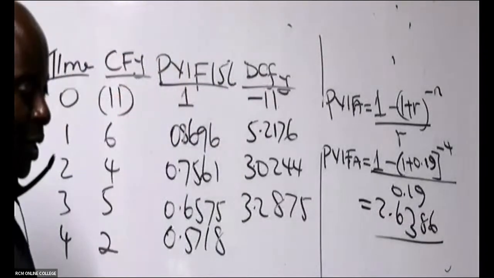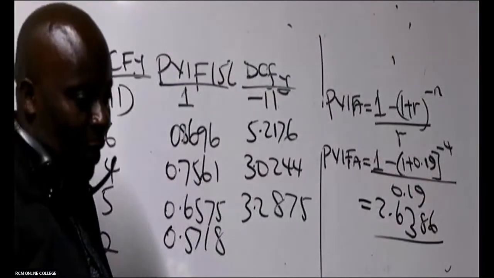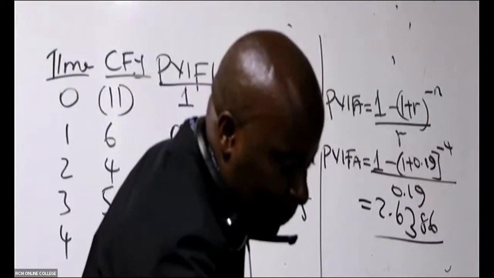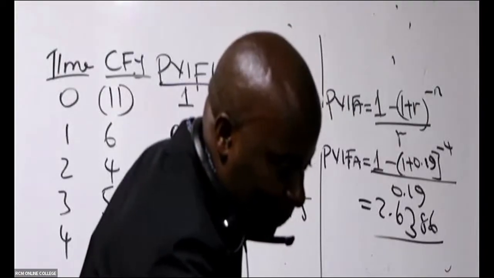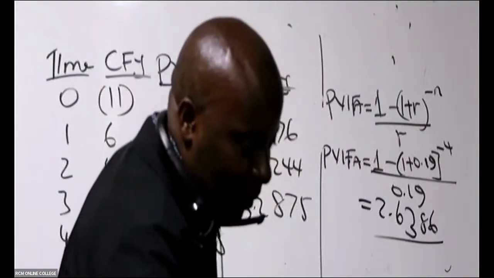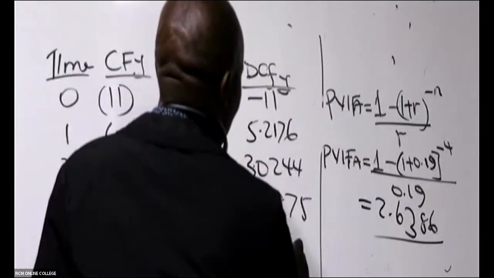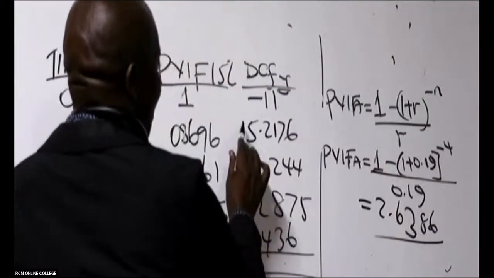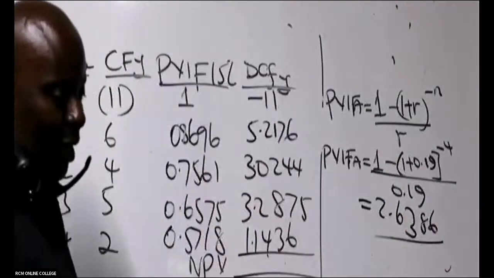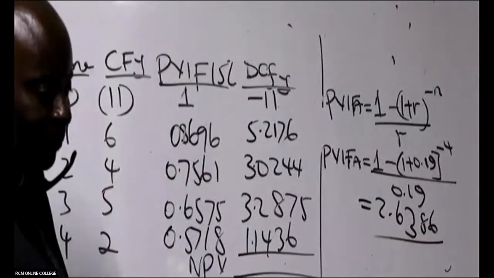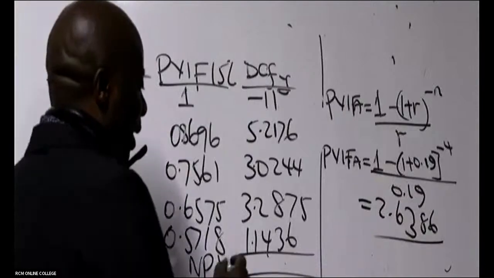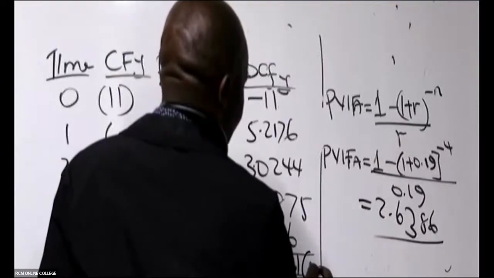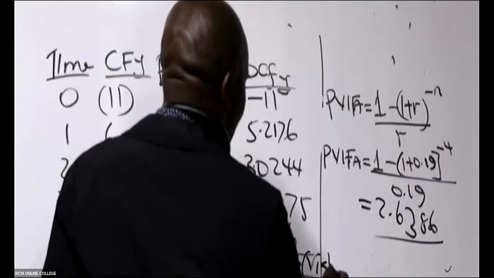And then the final answer here. Can somebody give me the final answer? 11,436 with a decimal there. So come and give me net present value. This will be net because we have a negative initial outlay there. So now you add up everything. 16,731 with a decimal there. So in this case, this is positive as well, viable.